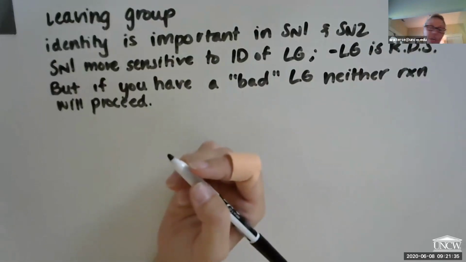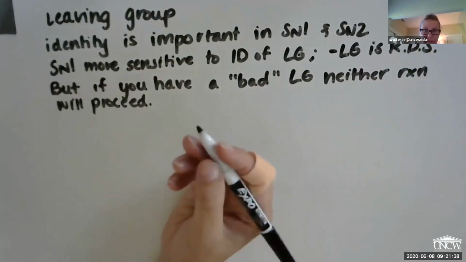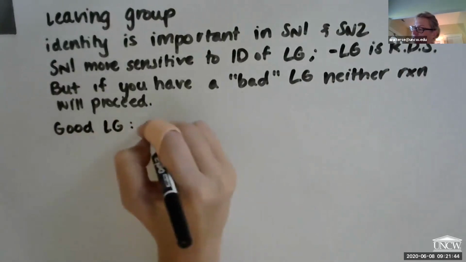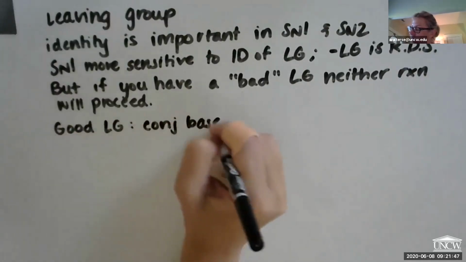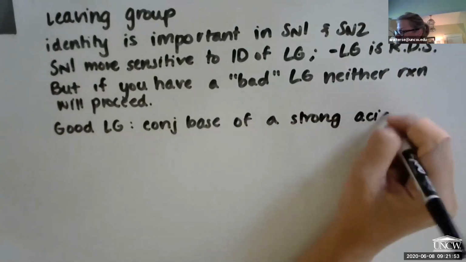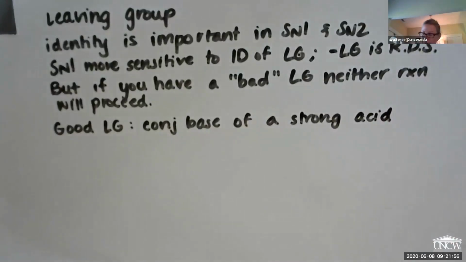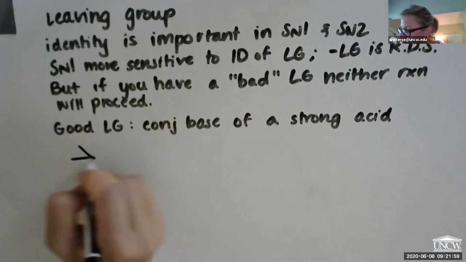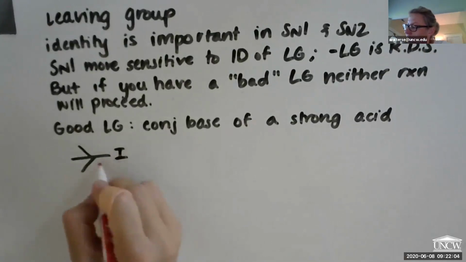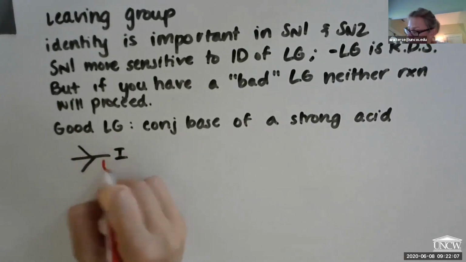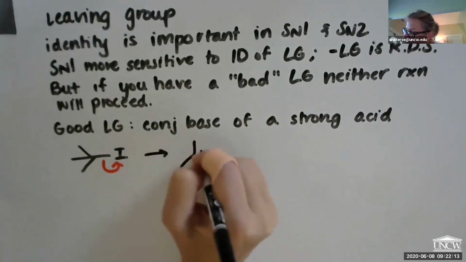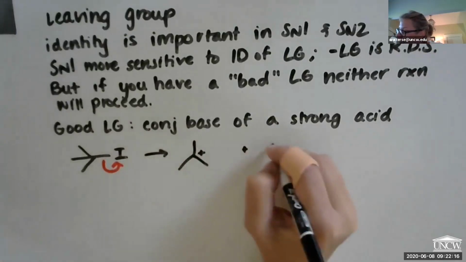Okay. So what makes something a good leaving group versus a bad leaving group? So a good leaving group is going to be the conjugate base of a strong acid. Okay. So for example, if we take a tertiary alkyl halide and we put iodine on there, this is a tertiary substrate, so we have to make our carbocation intermediate, and so we'd make a tertiary carbocation and we would release iodide.